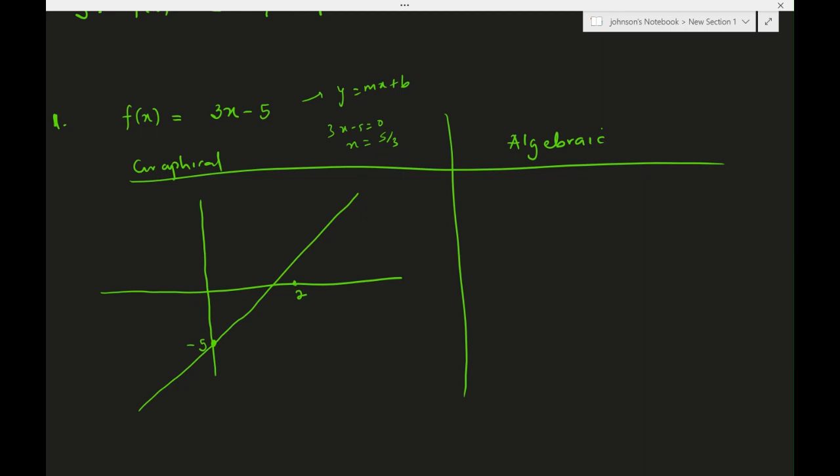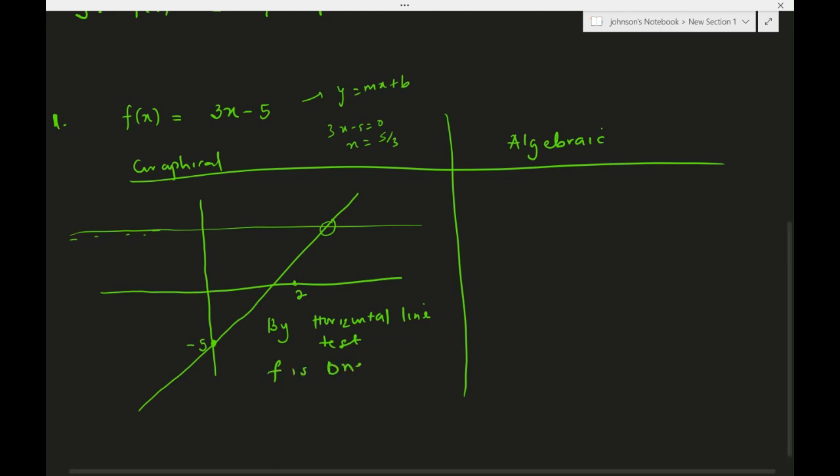And here, if you want to do the horizontal line test, definitely, if you take a horizontal line, say this one, it is going to bisect our function only at one point. So you can see that by the horizontal line test, f is one-to-one. Okay. Now, for the algebraic method, all we need to do is we assume that the outputs are the same.